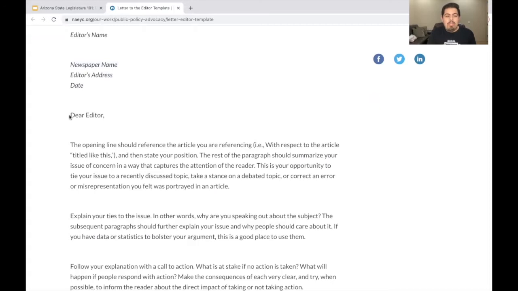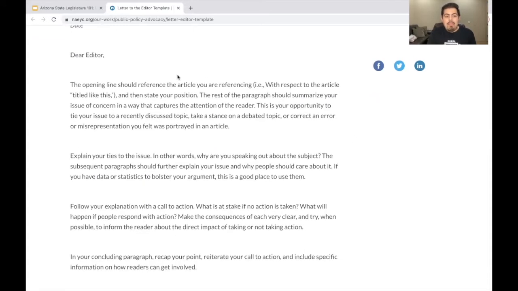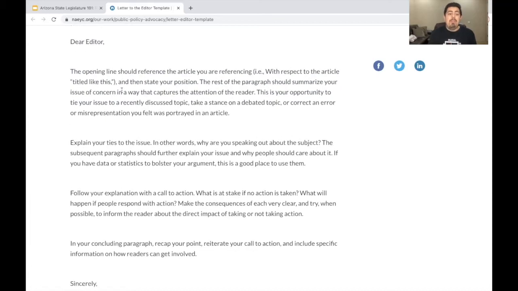But you would usually start with Dear Editor, and this is what you should include in your first paragraph. The opening lines should reference the article or the issue that you're referencing. An example of this could be, with respect to the article titled, and you would just put the title of the article in quotations. And then you would state your position. The rest of the paragraph should summarize your issue of concern in a way that captures the attention of the reader.